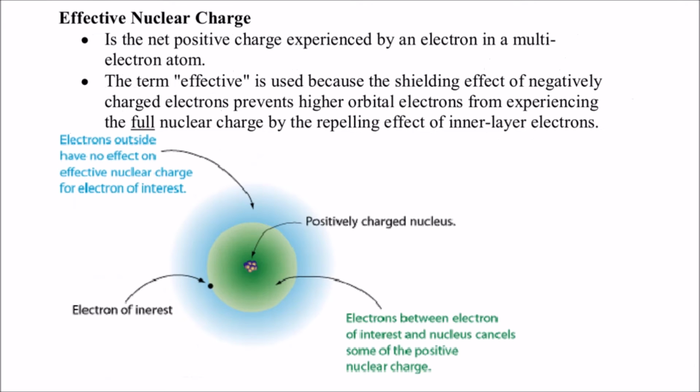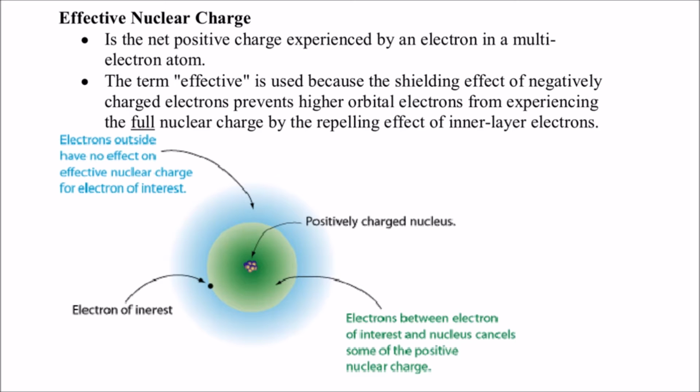Alright? Now let's talk about effective nuclear charge. We said a little while ago that nuclear charge refers to the charge within a nucleus. The charge inside the nucleus is protons, and therefore we're talking about the net positive charge experienced by an electron in an atom. The term effective is used because electron shielding stops some of the electrons from feeling the full force of the nucleus.